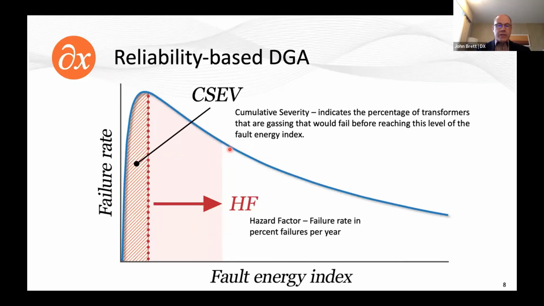If the transformer is still gassing, then you figure out what its rate of gassing is. At that rate of gassing, we can figure out how far up to the right the transformer will move over the course of the year. And the area there basically indicates the likelihood of failure over the next 12 months. We refer to that as the hazard factor. So that gives you a sense of how at risk you are going forward with continued operation.